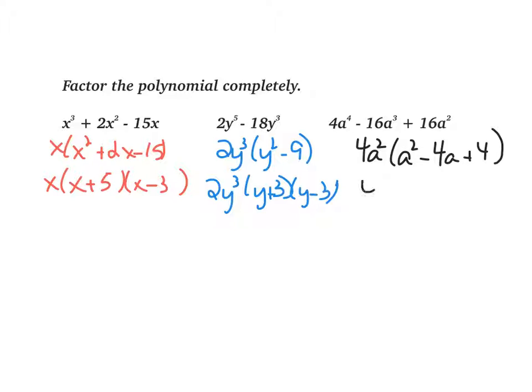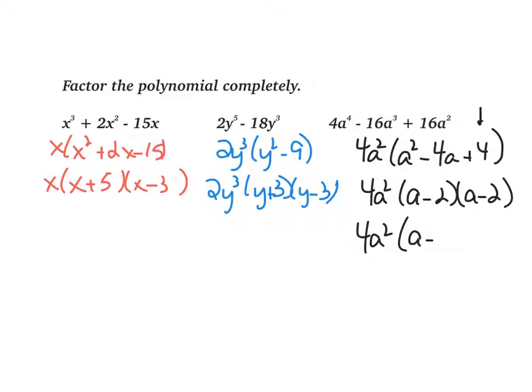Now, what I have left in that parentheses is a perfect square trinomial, which is what we saw in the first slide. You could do a minus 2 times a minus 2, because if you multiply negative 2 and negative 2, you get the 4, and if you add them, you get the 4a. Better off to write it like this, though, a minus 2 squared. You could have done that from the very first, from here to here, and not taken that middle step. So I got a couple more.